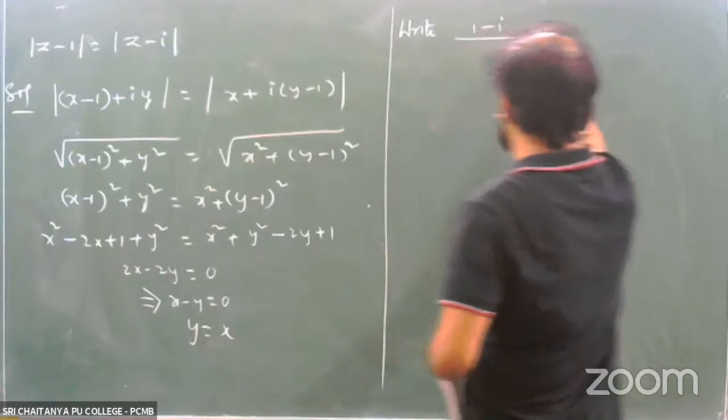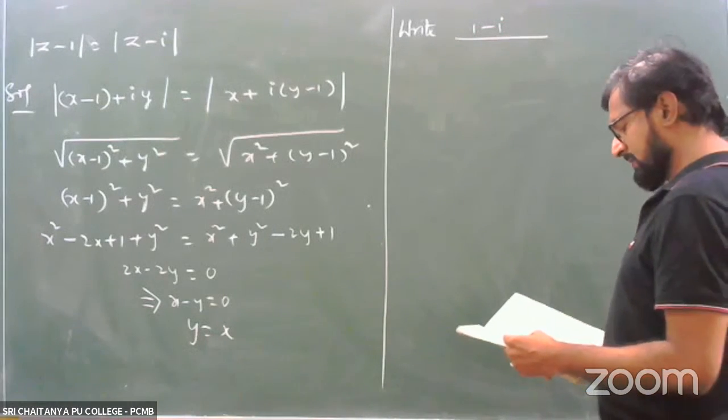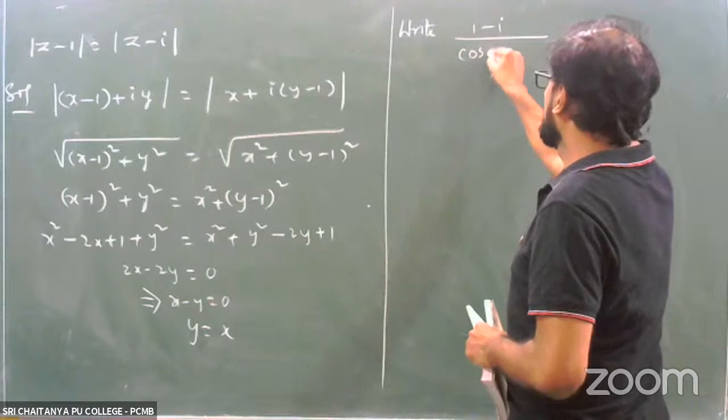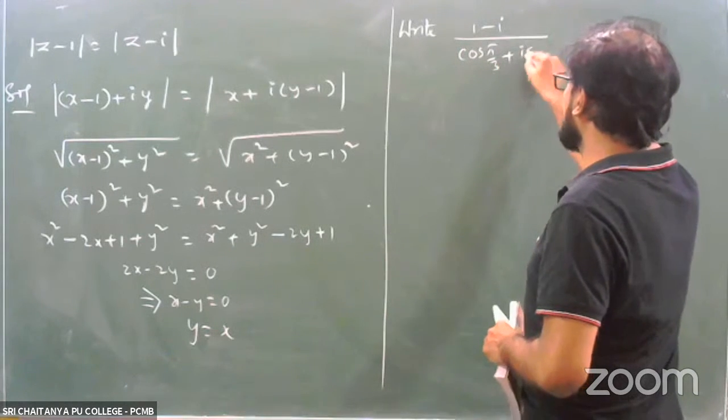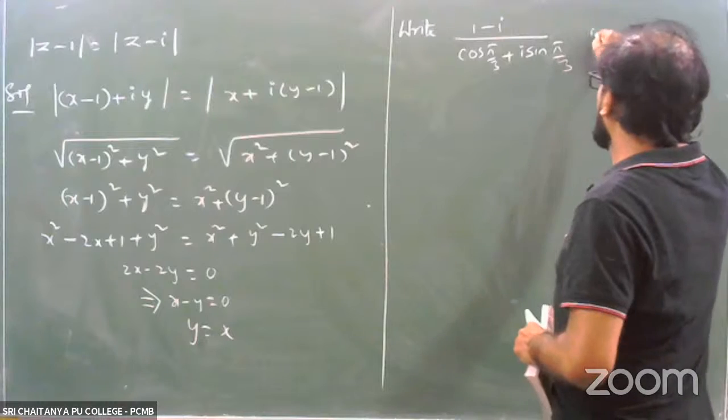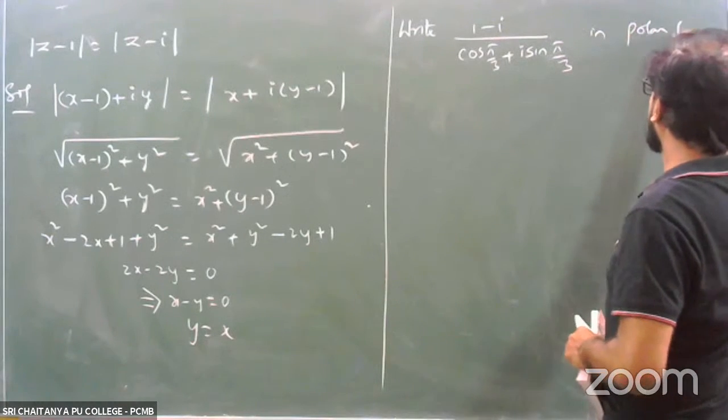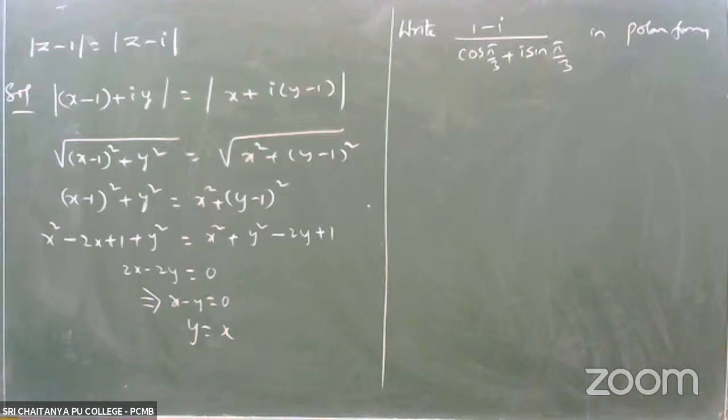1 minus i by cos pi by 3 plus i sin pi by 3, in polar form. Yes. How to do this problem?